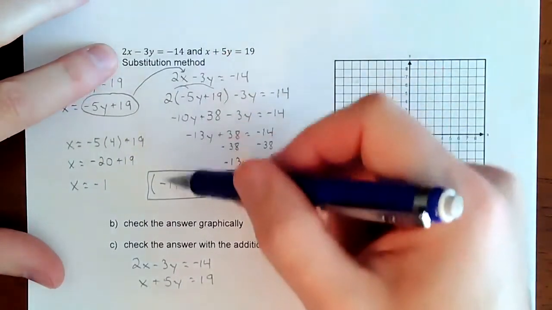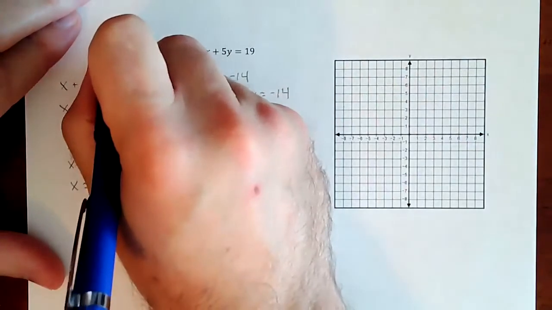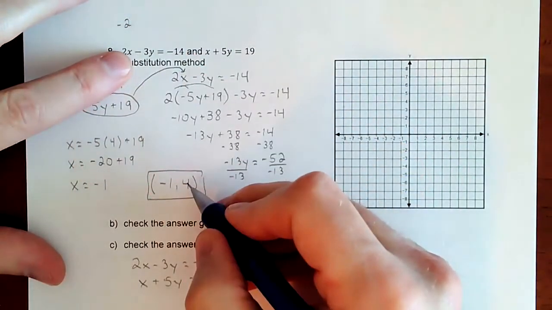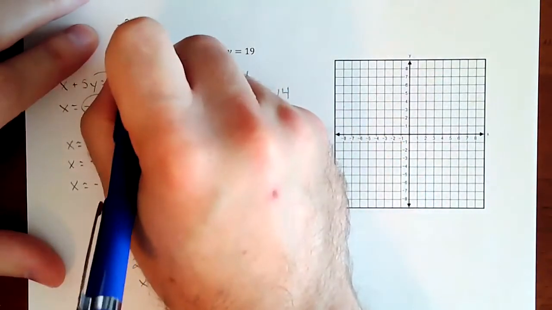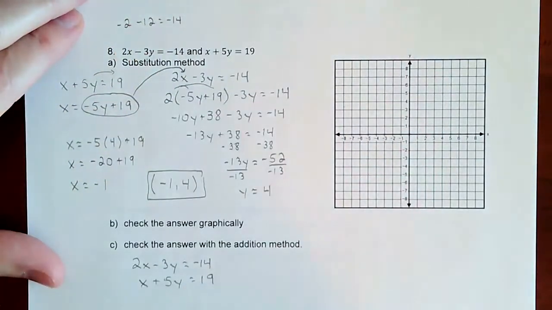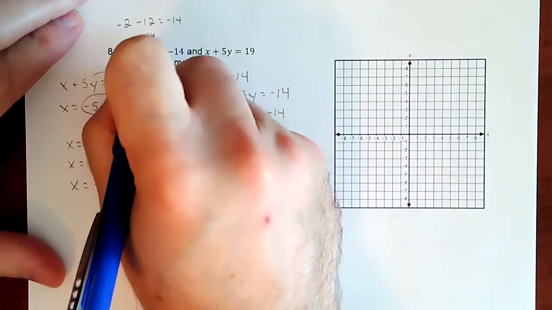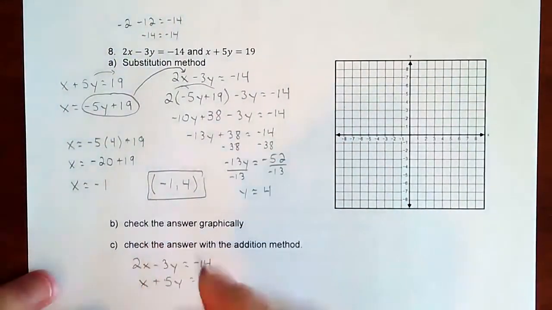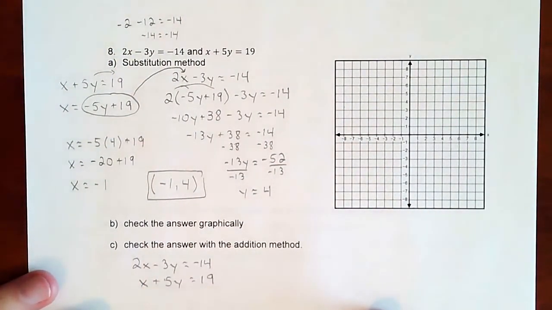So 2 times negative 1 is negative 2. And then a negative 3 and 4 make negative 12. It does, in fact, make negative 14. Yes. So that tells me that this is right and we didn't just get lucky. Okay, so that was substitution.